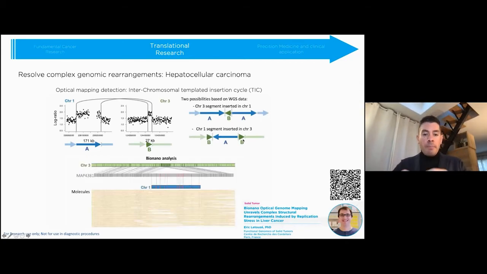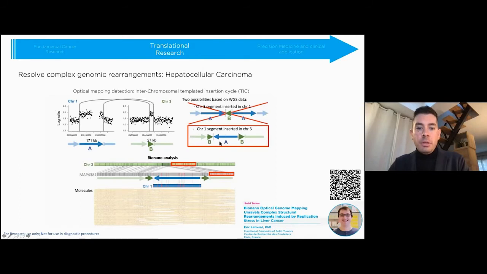And because optical mapping can completely reconstruct the region with single molecules spanning hundreds of kb, you can unambiguously resolve this event and see here that it is, in the sample map, a piece of chromosome 1 that inserts in the context of a chromosome 3, validating the second possibility. So identifying simple and complex structural variation is always a challenge with NGS, as we just saw, but the determination of a complex structural signature for patient stratification takes it to another level.